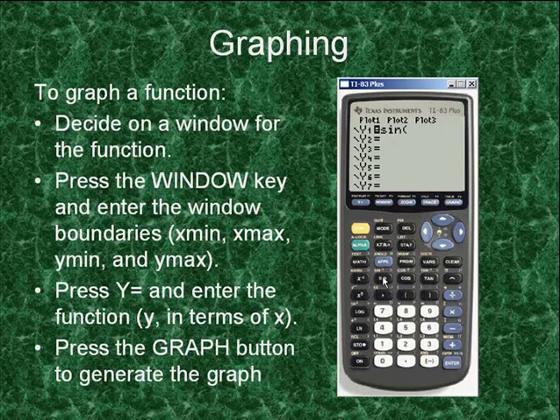Once the window is set up, press the y equals key to enter the function. The y equals is assumed by the calculator. Just enter the right-hand side of the expression in terms of x. Once the expression is entered, press the graph button to view the graph.